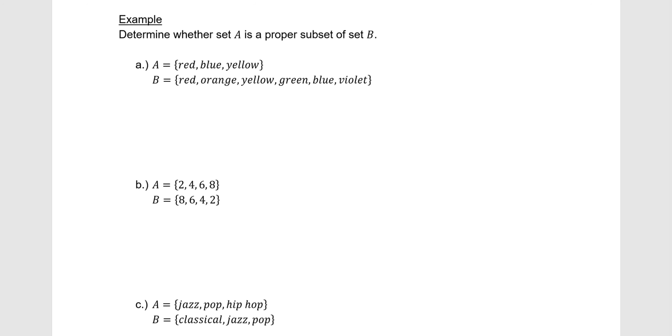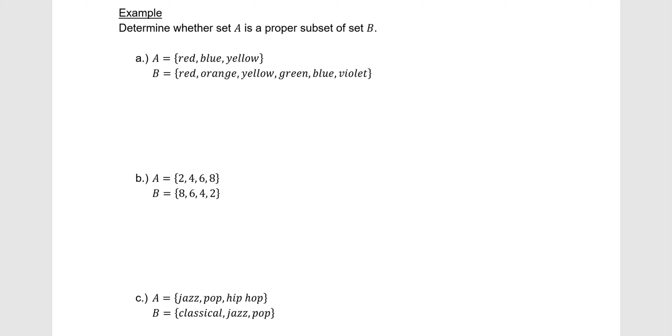So let's see some examples here. For the first one, we have set A contains the elements red, blue, yellow. Set B contains the elements red, orange, yellow, green, blue, violet. So we need to determine if all of the elements of set A are also in set B, except they are not equal. So for set A, we have red. Set B also has red. Set A has blue. Set B also has blue. A has yellow. Set B also has yellow. And they're not equal to each other, so that means that A is a proper subset of B.